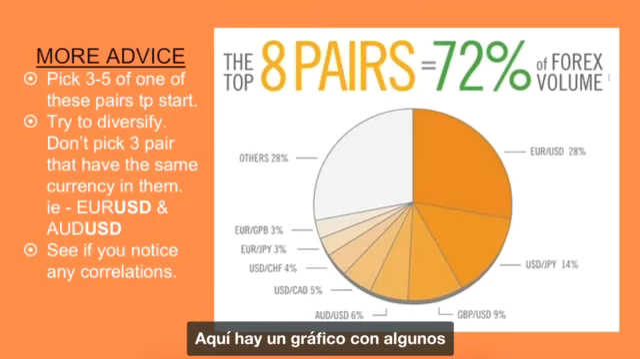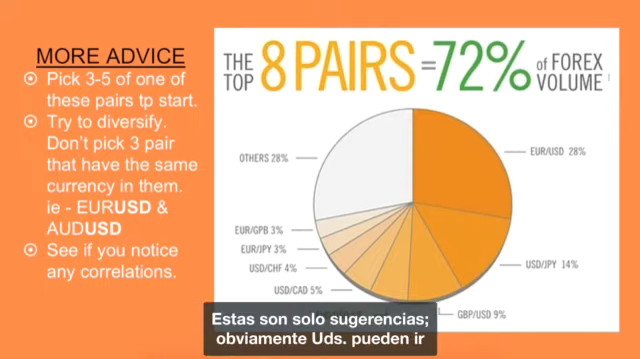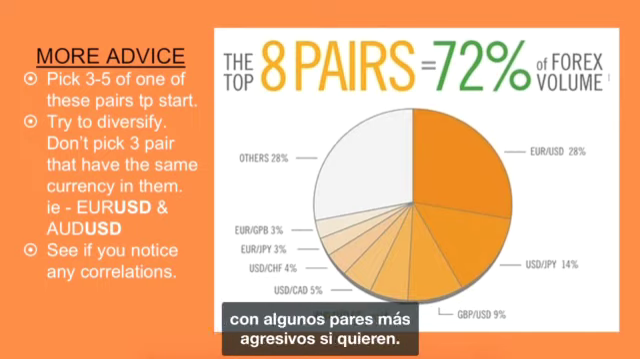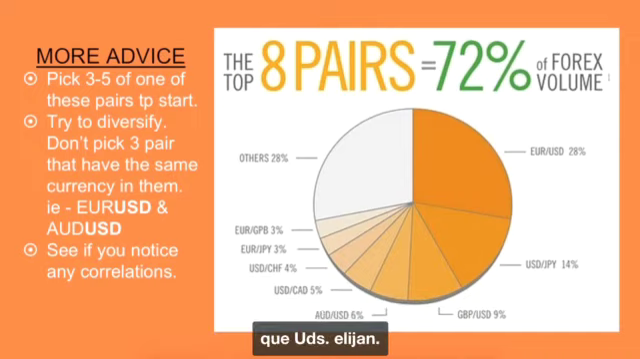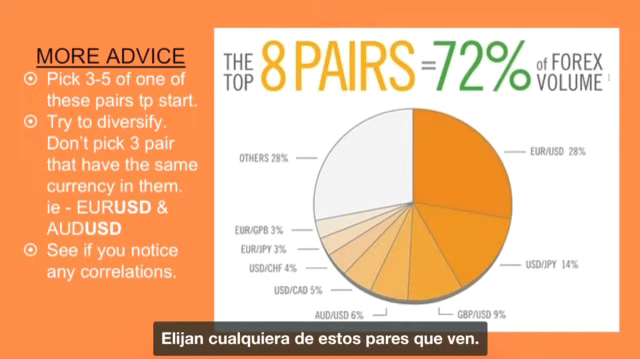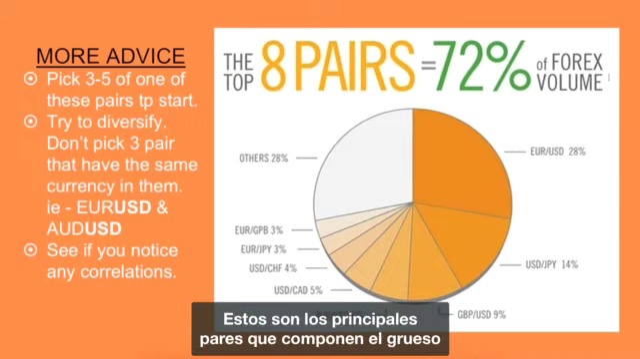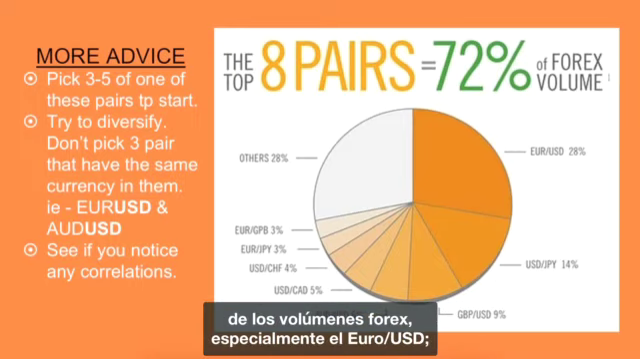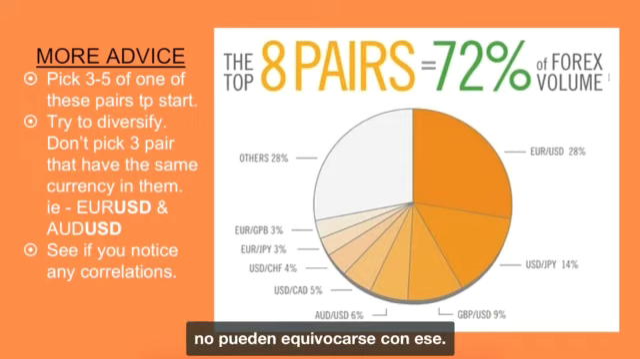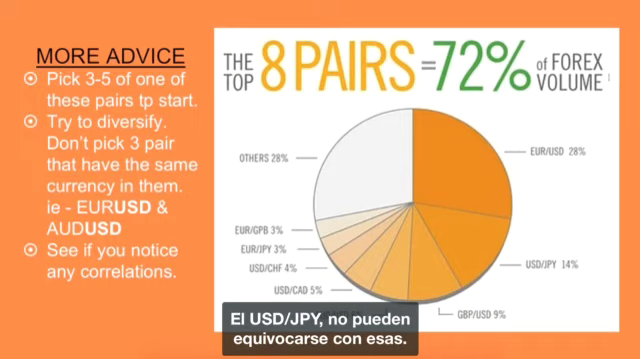Here's a graph of some of the top 8 pairs. I would pick one of these. These are just suggestions. Obviously, you can go with some more aggressive pairs if you like. But for a starter, this is what I would suggest that you pick. Pick from any of these pairs. As you see, these are the top pairs that make up the bulk of the Forex volume, especially the Euro USD. You can't go wrong with that. The USD JPY, you can't go wrong with those.